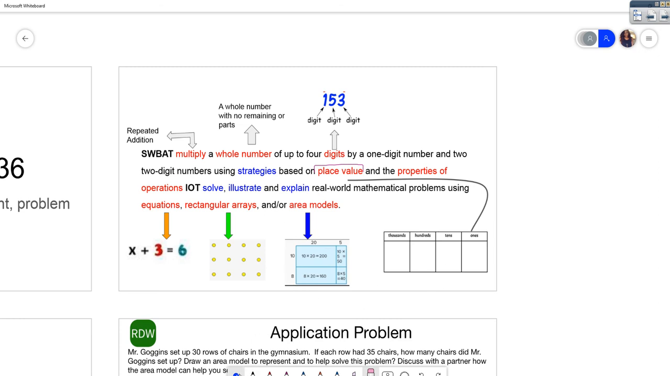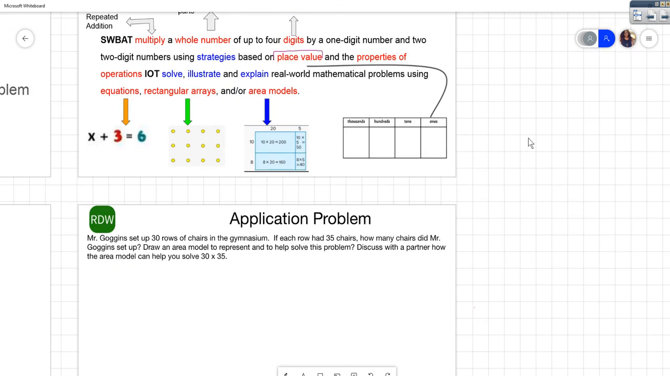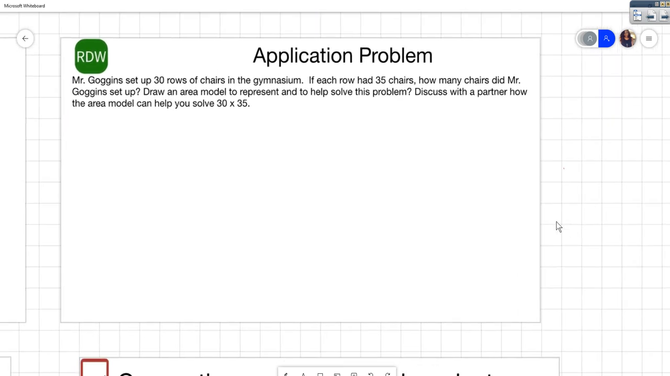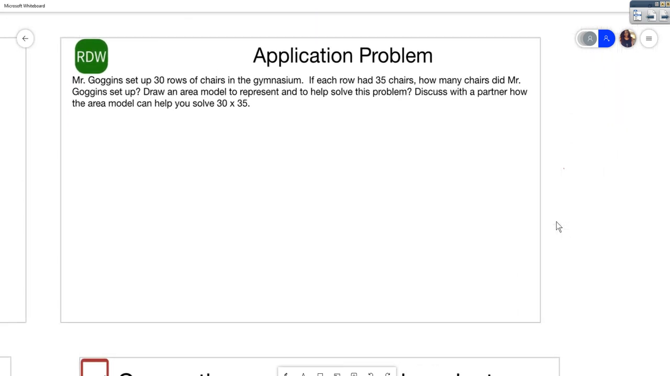Let's go ahead and start by looking at our application problem. It's about Mr. Googins, who sets up 30 rows of chairs in the gymnasium. Gymnasium is another word for gym. If each row has 35 chairs, how many chairs did Mr. Googins set up? Draw an area model to represent and to help solve this problem.